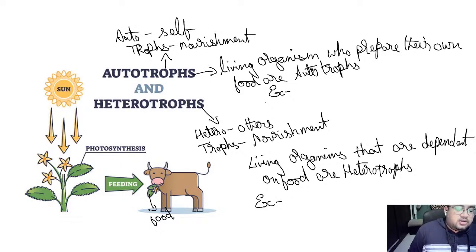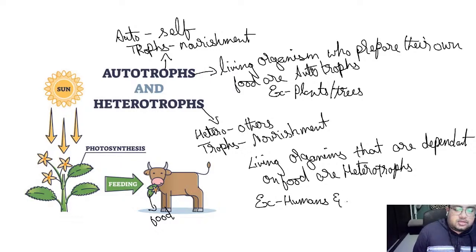I'll write down the correct answers here. You can see that and correct whatever you wrote, whether it is right or wrong. If it's wrong, not a problem. Just erase and rewrite it. Are we done, students? Okay. So examples of autotrophs are plants and trees. Examples of heterotrophs are humans and animals. I think most of you would have got it right. If it's wrong, not a problem. Just erase and rewrite it.